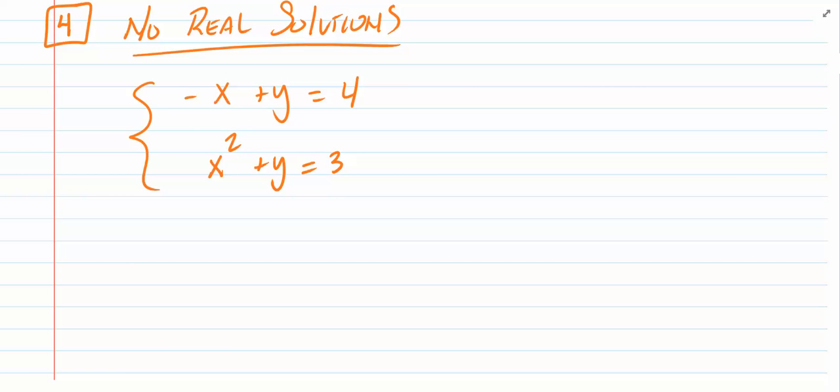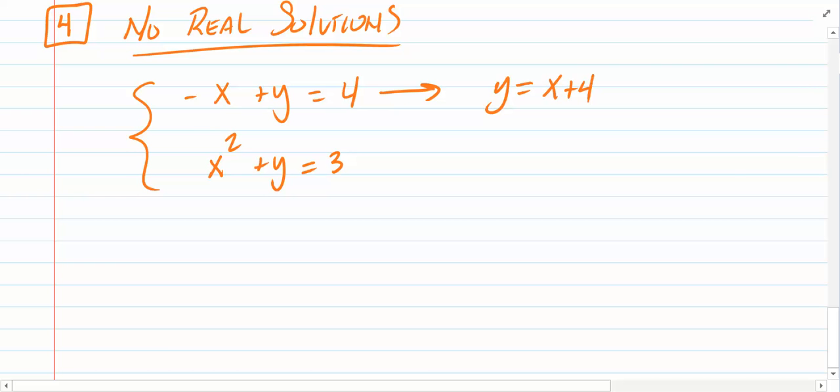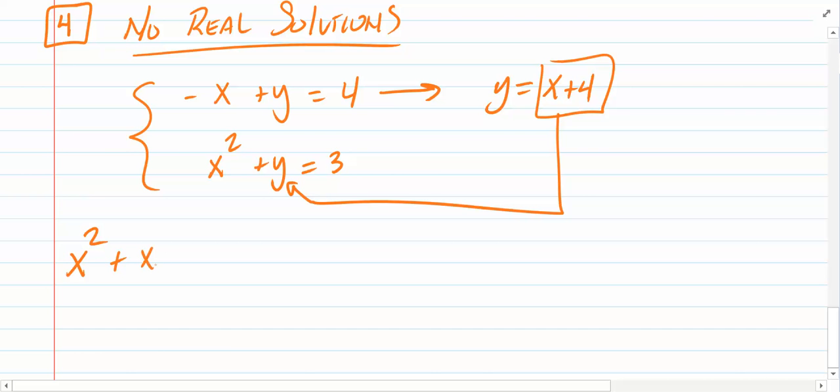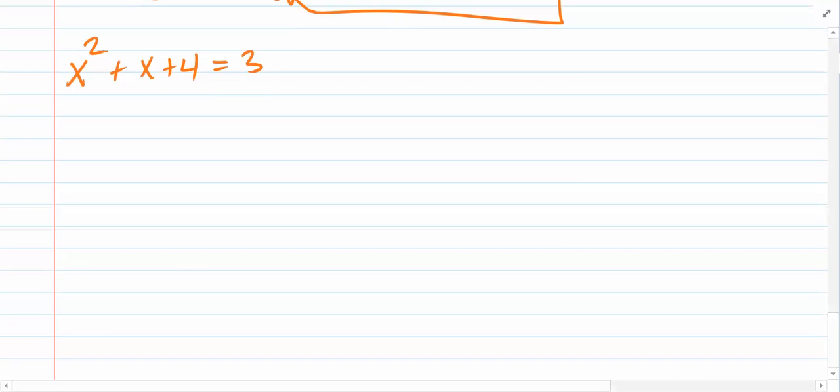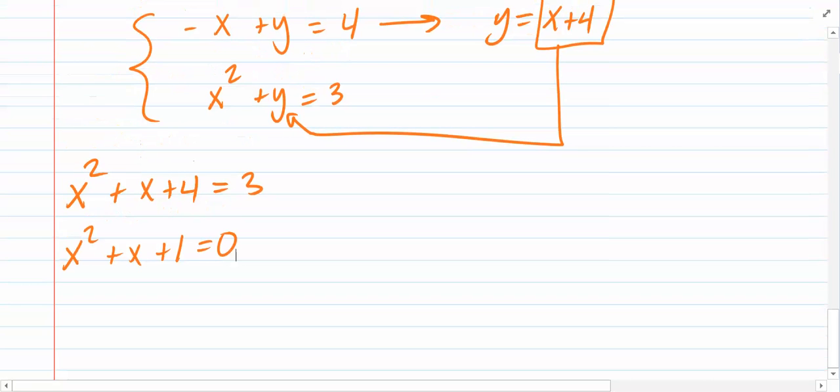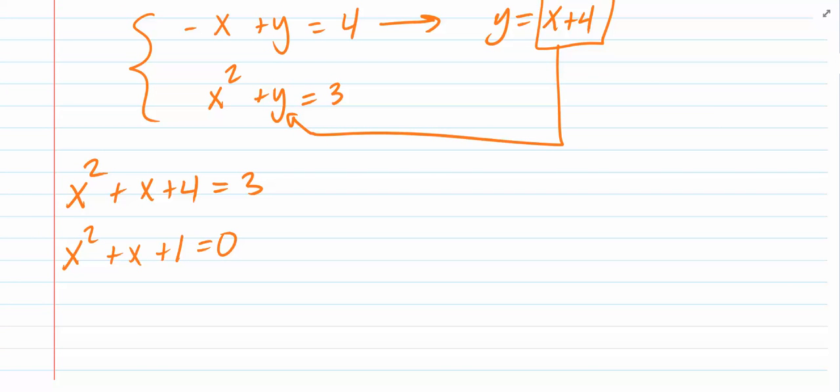So notice it's a nonlinear system. One's a line, one's a quadratic. So I'm going to solve this one for y. Turns out y is equal to what? Is that x plus 4? Pretty easy, right? Good. I take all that information, I plug it right in there for y. So rewriting, I get x squared plus x plus 4 is equal to 3. So that means x squared plus x, if I subtract, I get plus 1 equals 0.